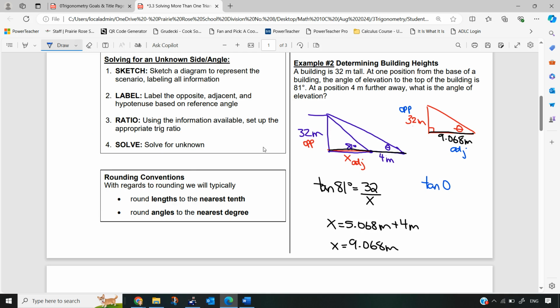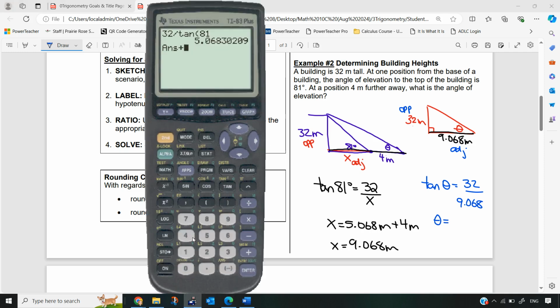So tan of the angle is opposite, which is 32, divided by adjacent, which is 9.068. And in order to determine my angle, I'm going to be doing the inverse of tan. So first of all, I'm going to add the 4 so that I have my 9.068, and then inverse tan of 32 divided by second answer. So I'm just bringing that answer down. Again, on a TI-84 Plus, you could just arrow up and grab that number. That's going to give me an angle of 74 degrees.